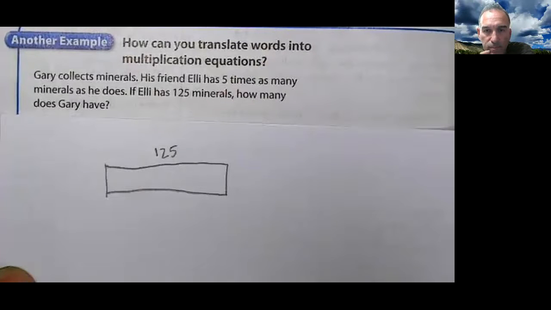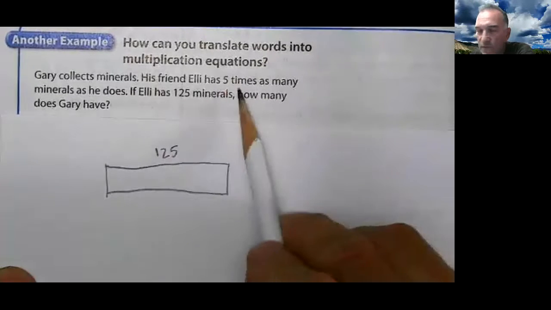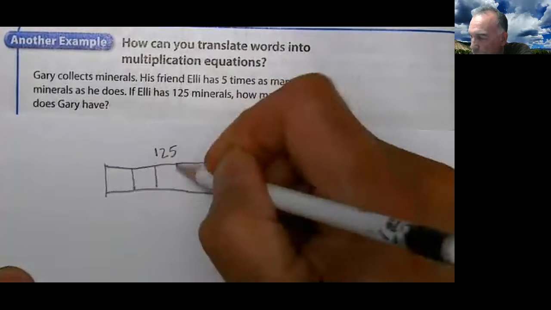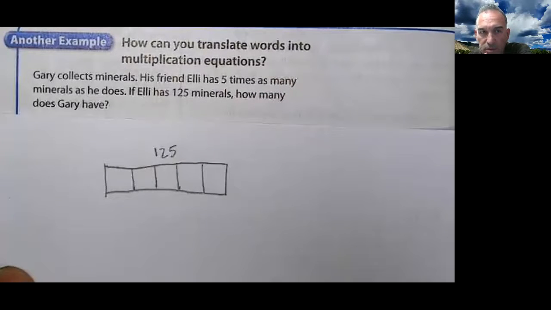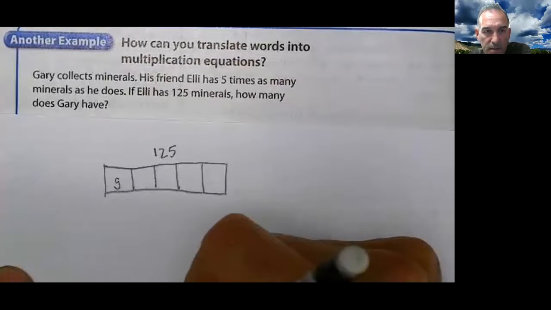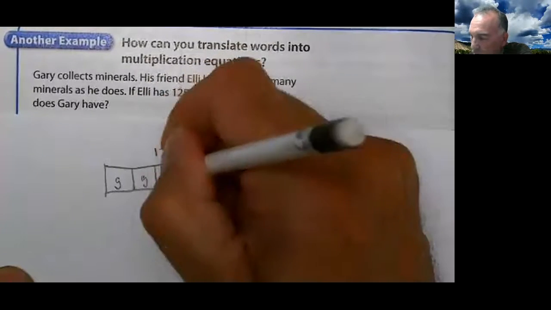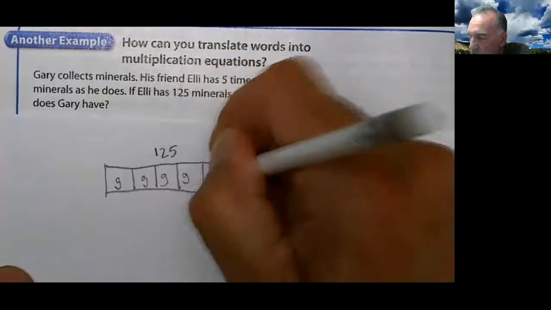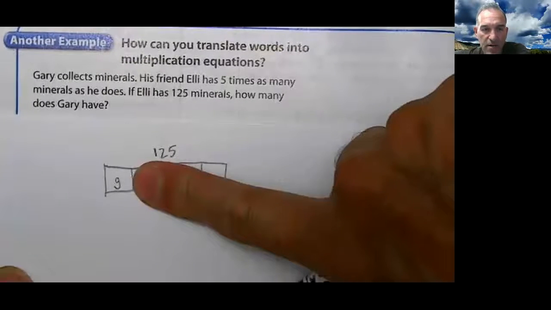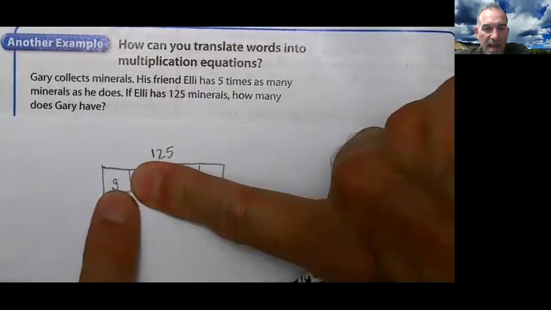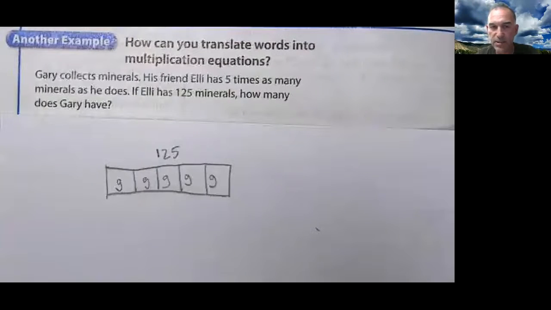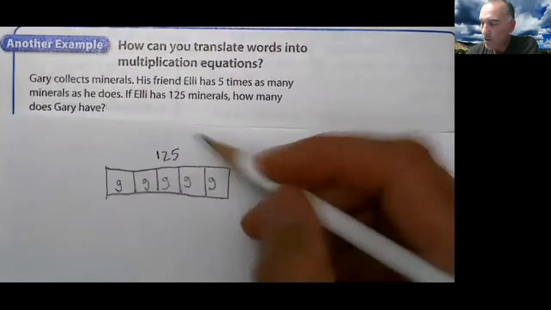Goes on top. So you wait a second. 5 times as many. Watch this one. There's 5. Okay. So this is Gary. This is what Gary has. How many does Gary have? I'm going to go like this. I could use any variable there. Notice, that's all that Gary has is this much. And Ellie has 5 times as many. Make sense?